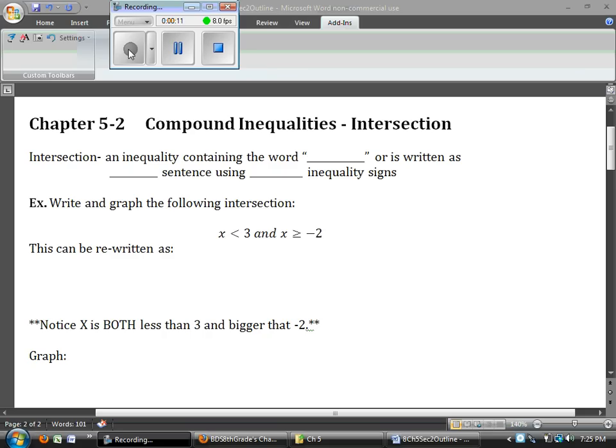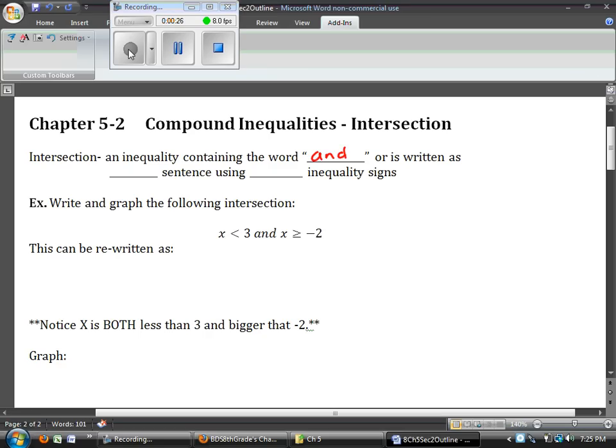So before we start learning about how to solve those, let's talk about what an intersection actually is. It's not just where a bunch of cars run into each other or there's a red light. In math, an intersection is a form of an inequality that contains the word and, or is written as one sentence using two inequality signs.